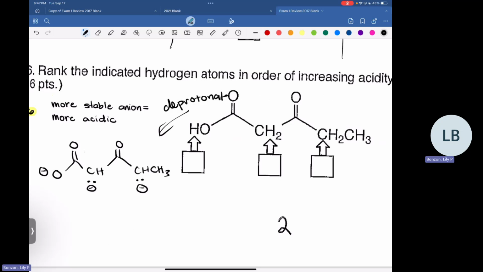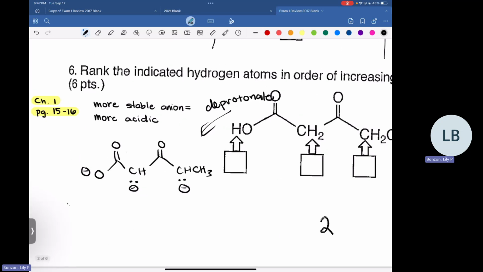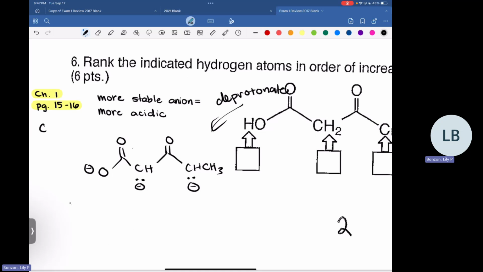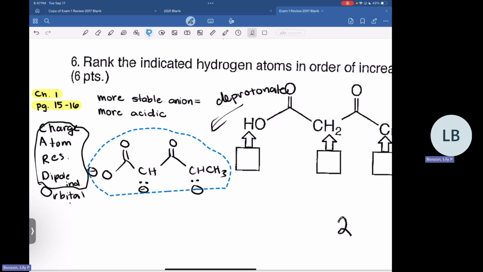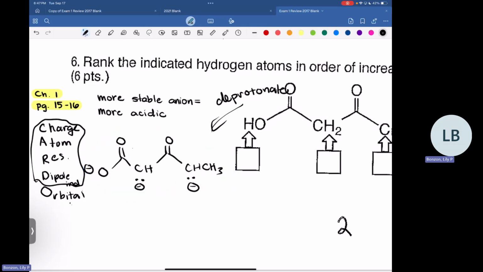And so when we're looking at acidity, we want to find the most stable anion possible. And so this goes back to the CARDIO acronym. So charge, atom, resonance, dipole, induction, and orbital. So you're probably just going to have to worry about these ones for now. But we basically just want to find which of these anions is going to be the best at holding that charge.